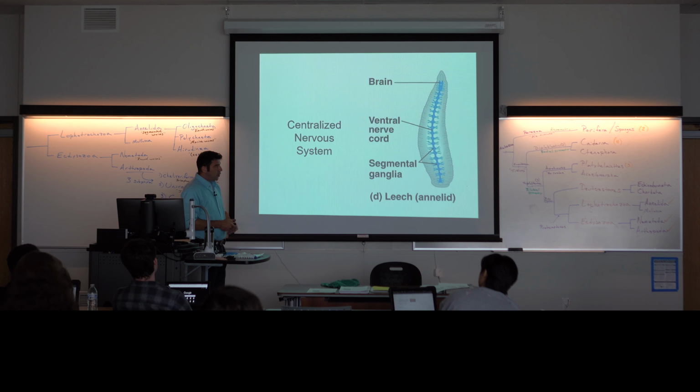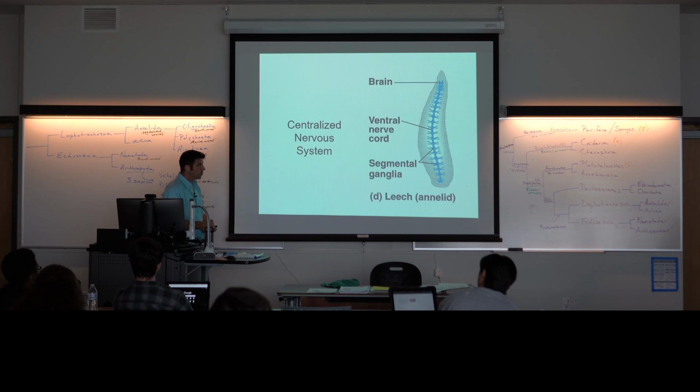Once again, just points out bilateral symmetry. We can see cephalization at one end because that's where all of the nerve tissue is starting to congregate. We refer to this region as the head region, and the other region would be the tail. Anterior versus posterior.